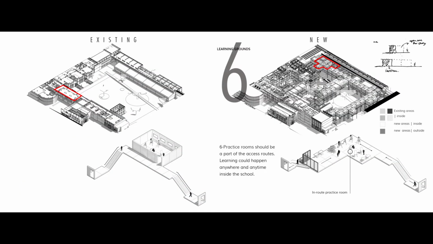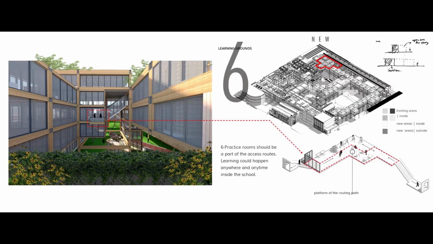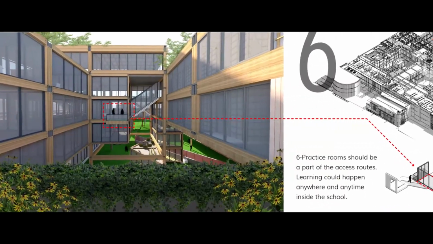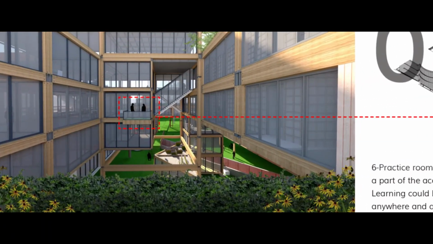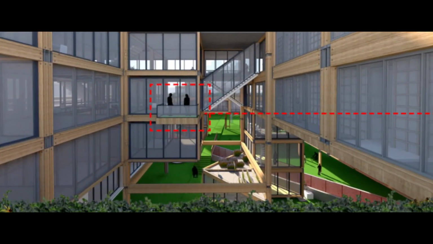Learning grounds. Practice room should be a part of the access routes. So right now all the practice rooms are behind walls, and students cannot meet each other and they cannot know anything about what is going on. But here I try to merge everything, access route, the platform, and even a balcony, so people could visit each other and see each other more.